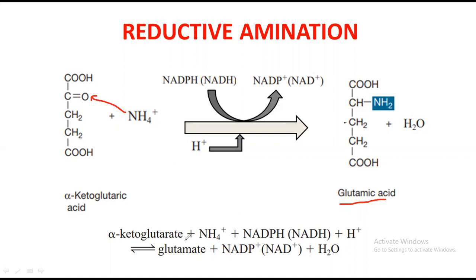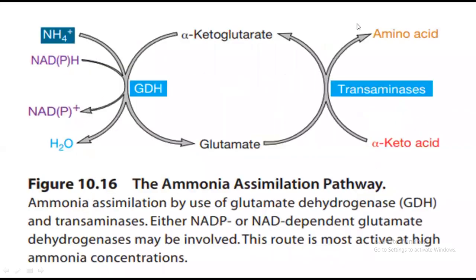This is a chemical reaction: alpha ketoglutarate, and with the help of these, it gives rise to glutamate. This is a schematic diagram if I want to show you. Just look here. What happens here? This alpha ketoglutarate reacts with NH4, and with the help of the glutamate dehydrogenase enzyme, this GDH, glutamate can form.